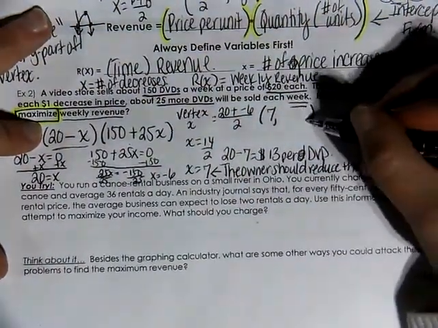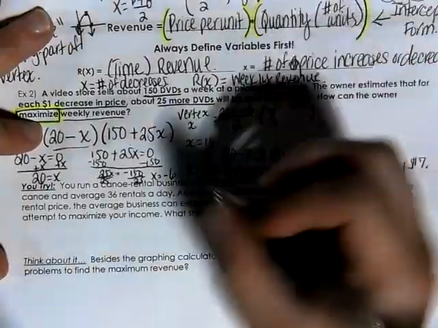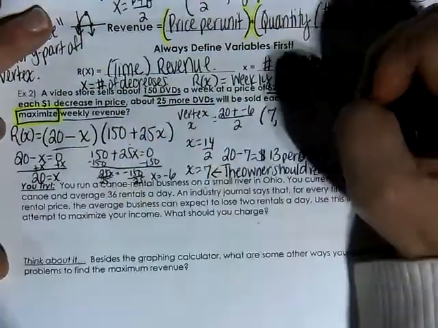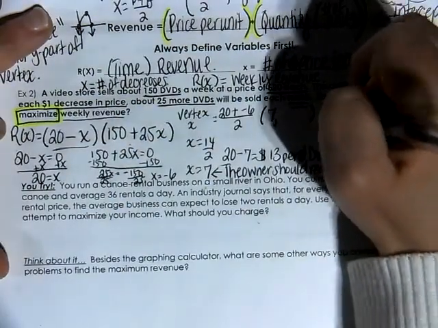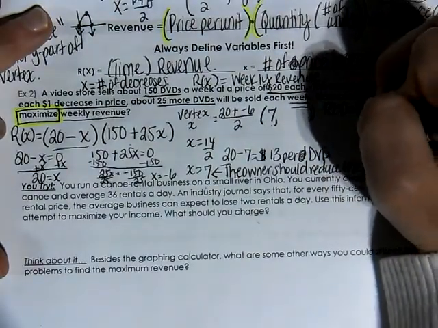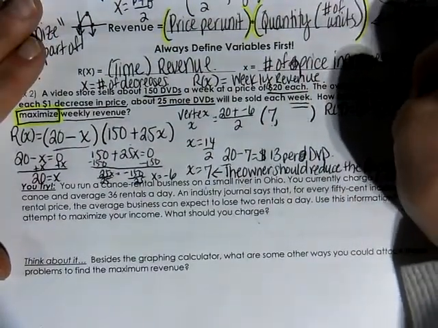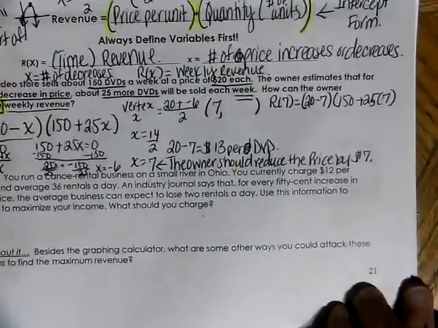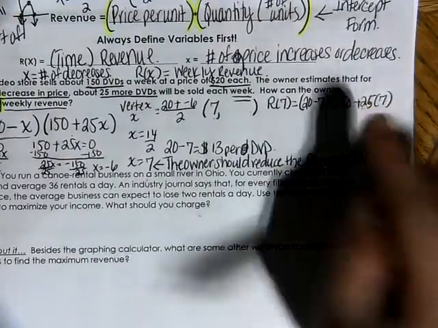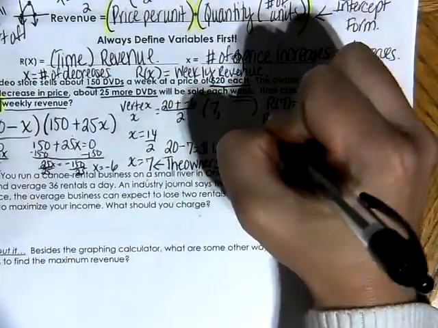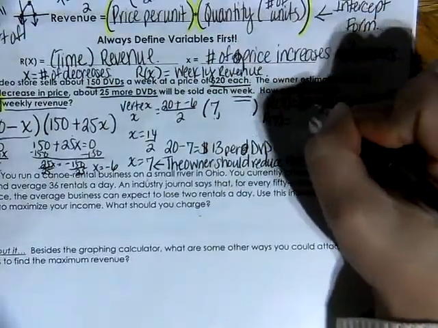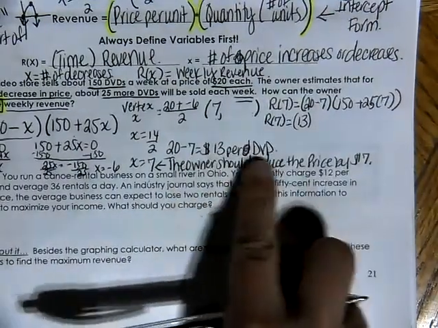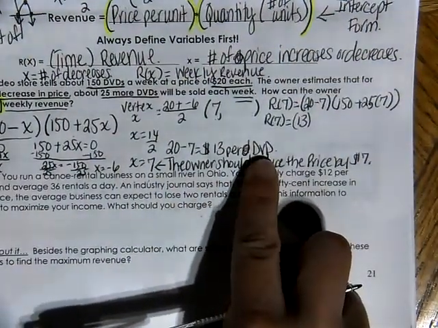Okay, let's go ahead and continue to find what that maximum profit is. Because I know that x is equal to 7, I'm going to substitute 7 into my function. So I'm going to write r of 7 is equal to (20 minus 7) times (150 plus 25 times 7). If you want, you can simplify each parenthesis individually. So r of 7 is going to be equal to 20 minus 7, which is 13. That 13 means that we should probably charge $13 per DVD to make that maximum revenue.